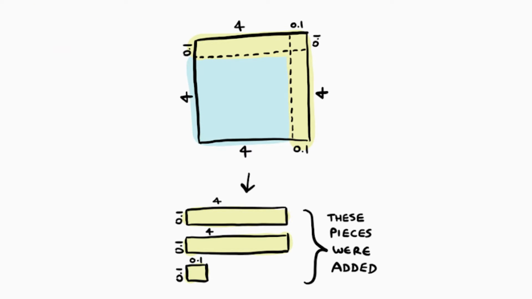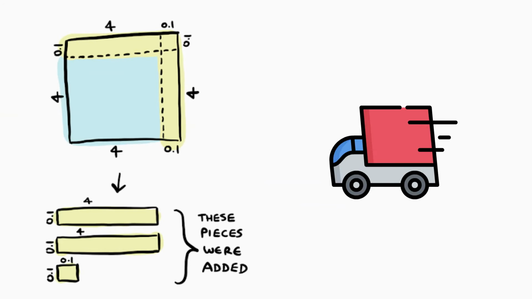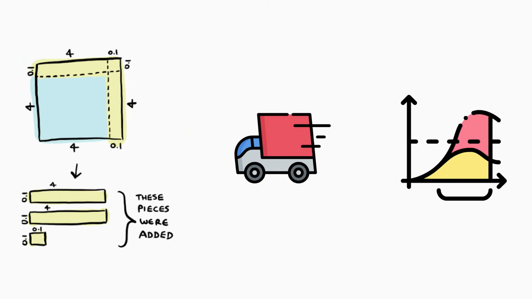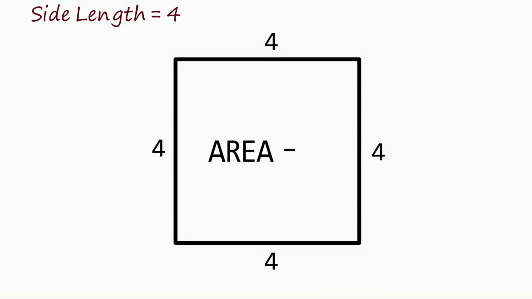So I'll first try to explain it with some examples, and then we can talk about velocities and rate of change of different things. So here we have a square whose sides have a length of 4 units. So now the area of this square should be 4 squared.